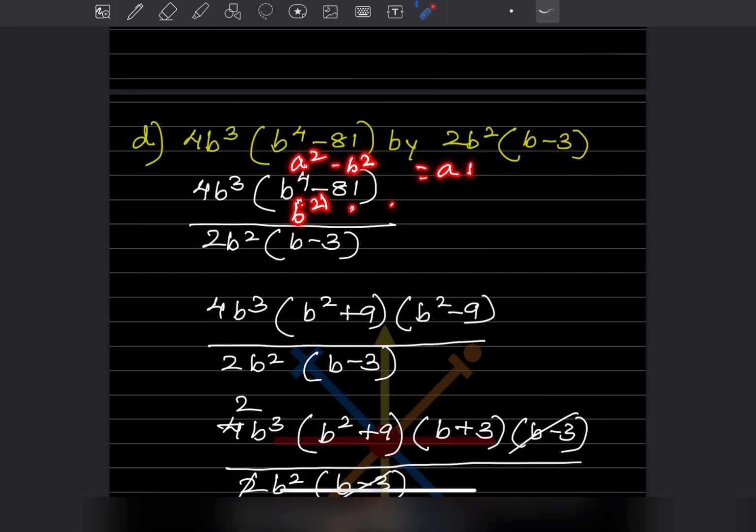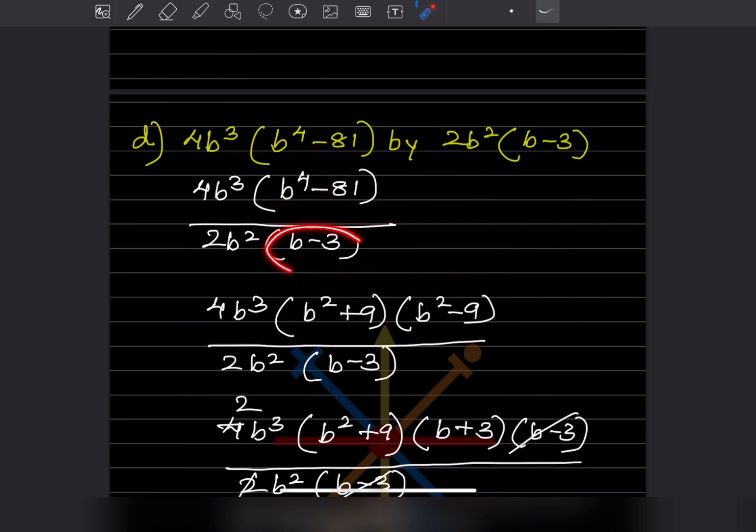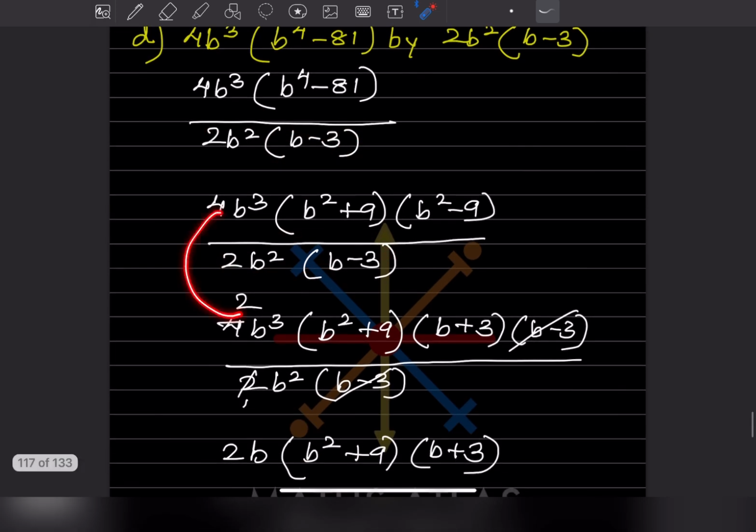And this we can write here like this, 9 square. So this is a plus b and this is a minus b, because a is b square and b is here 9. So hope you got this one, and this rest here the same. So now what you can do further, this the same, this the same. Now again this is again in the form of a square minus b square. So that is again a plus b and a minus b.